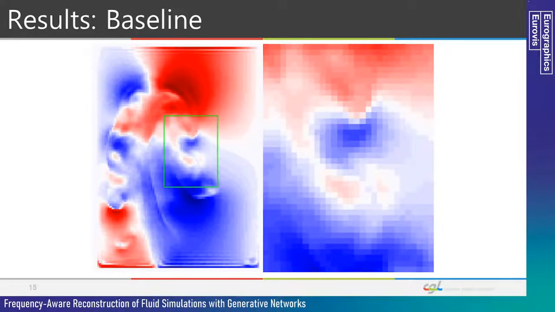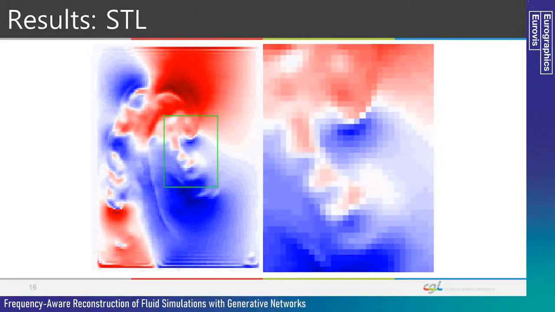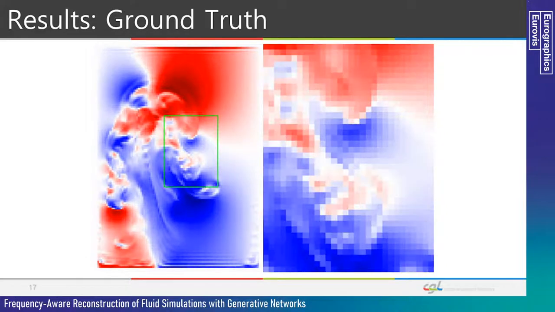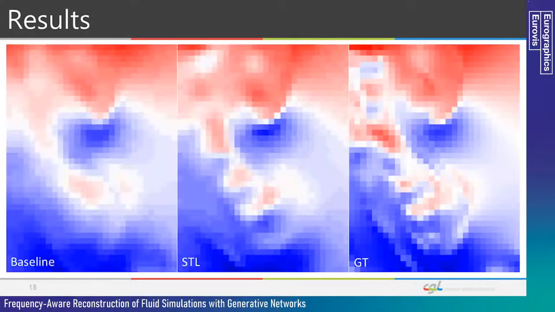We were also able to visually improve our results. Here you see the baseline, and on the right side a detail of the image on the left. This is the STL reconstruction, and this is the ground truth data. And here, all next to each other. We see that we get a lot more detail in the STL reconstruction than the baseline, and the STL reconstruction also matches the ground truth.